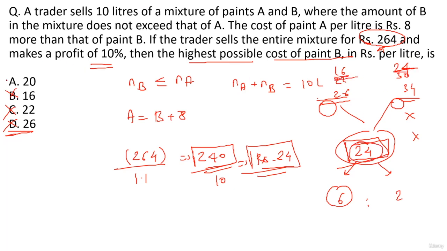So the only option that remains is 20. 20 rupees is the cost of mixture B. Let's confirm. If I take 20 rupees for B, A's mixture will be 28. Applying alligation, we get 24. This is 4:4 or basically 1:1. The question says that the amount of B does not exceed that of A. So both are equal, 5 and 5, right? That's the required answer. Option A.